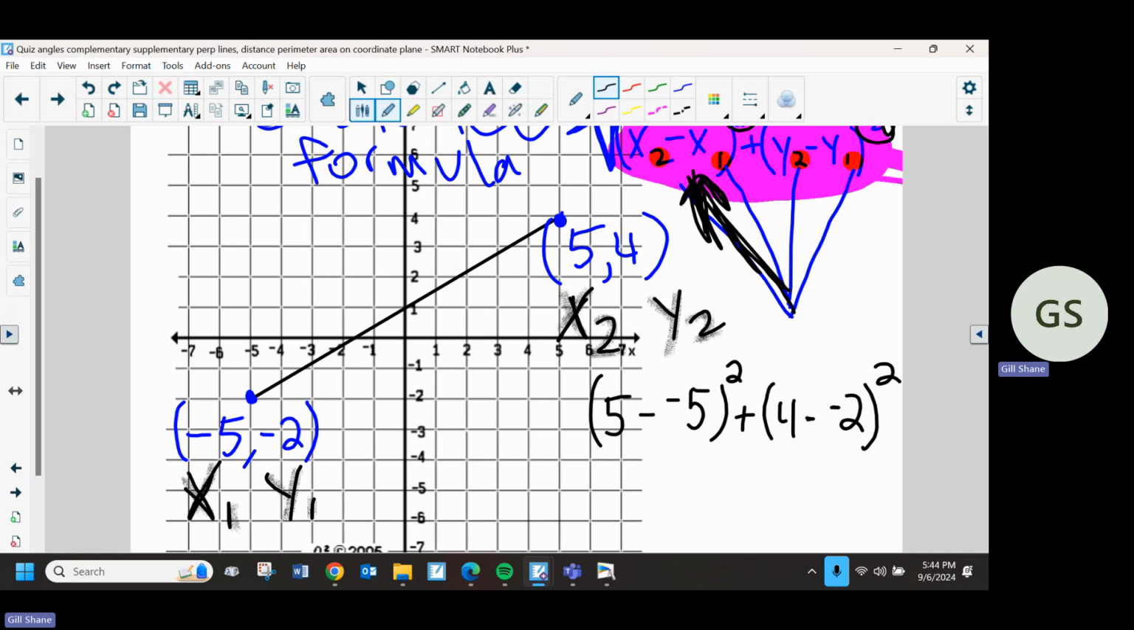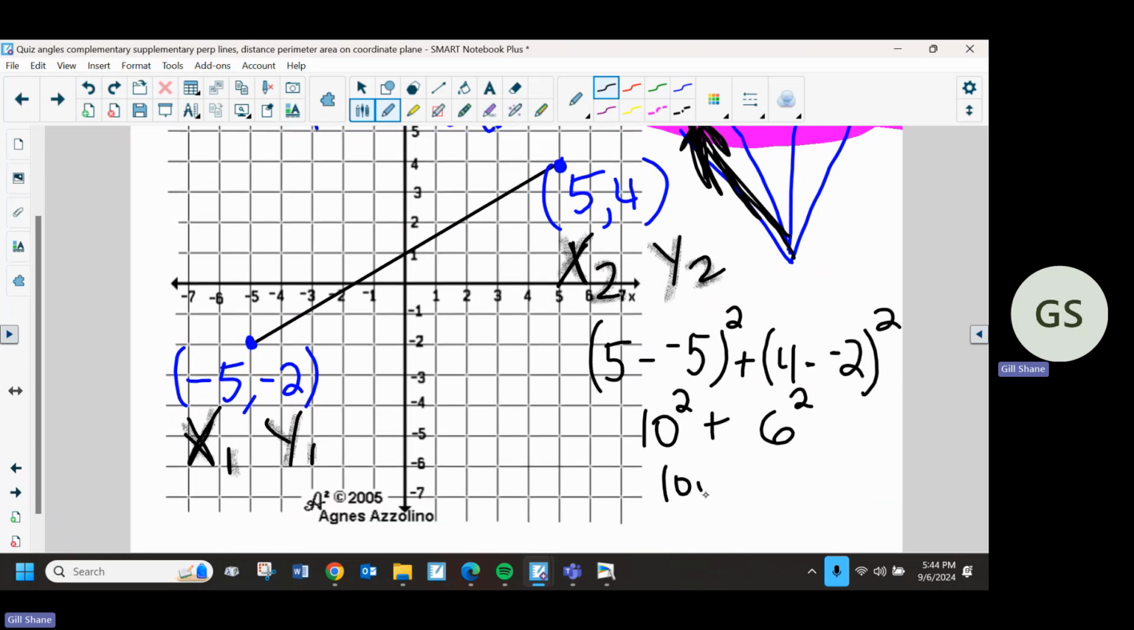So I say 5. This is calculator stuff. You can ask me how to do it in class if you're not sure, it depends on the calculator you have. 5 subtract -5 is 10, squared. Don't forget the squared. That 2 up here did not go away, so it's still got to be there. Plus 4 subtract -2 is 6, and again, squared. So if I do the math on that, I get 100 plus 36 equals 136.